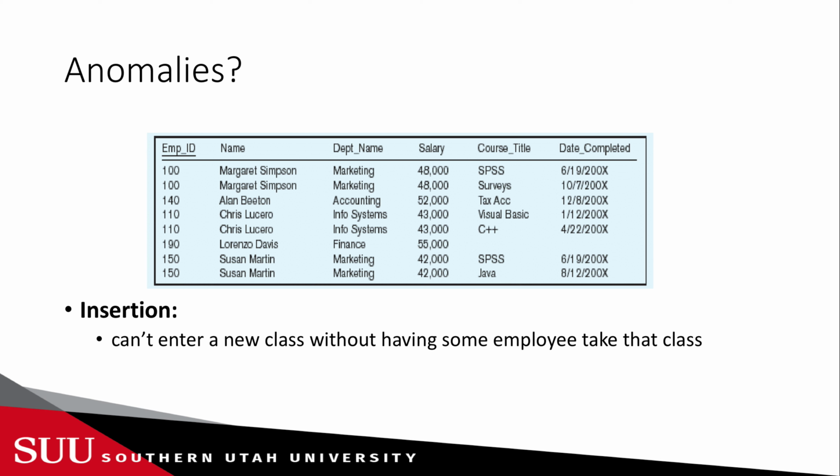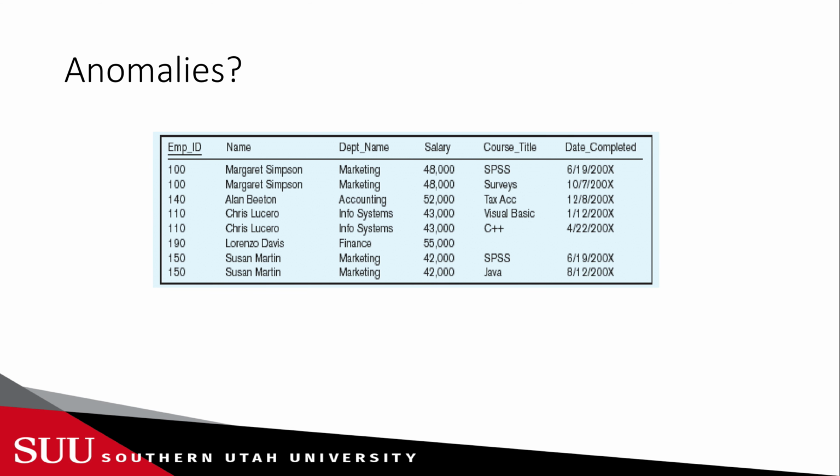Now, for the same table, can we find a deletion anomaly by looking at the data here? Remember that a deletion anomaly is when you delete some pieces of data. This will cause you to lose some other pieces of data that you may need later on.